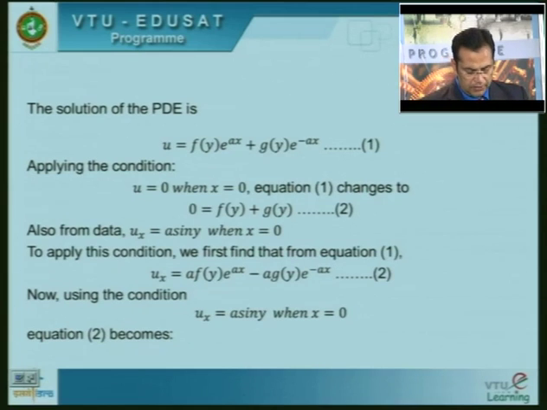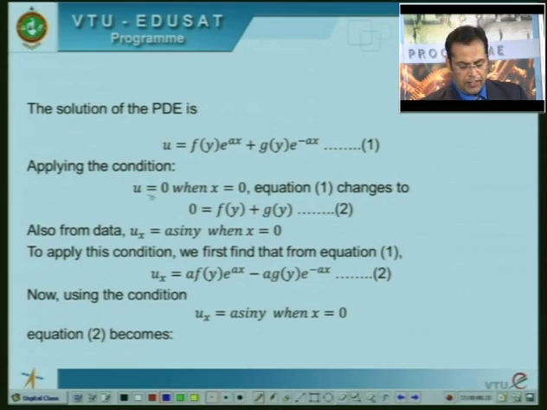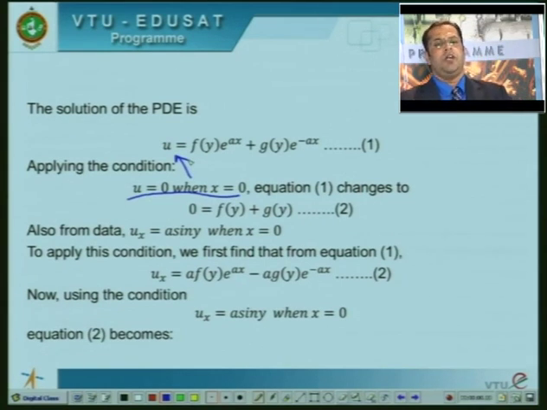Apply the first condition. It is given that u is 0 when x is 0. Substitute here. You get 0 equal to f of y e power 0 plus g of y e power 0. E power 0 being 1, you get 0 equal to f of y plus g of y.